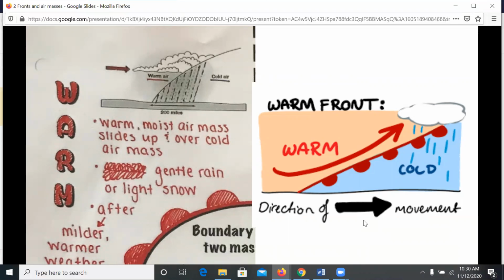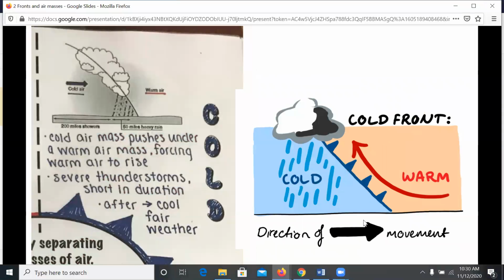It's moving up and over the cold air. It causes a gentle rain. And after it, we get milder, warmer temperatures. Okay? Beautiful. Our next one is cold front.